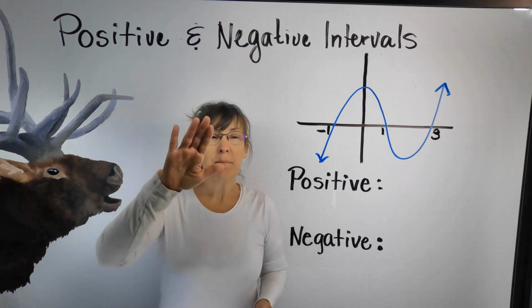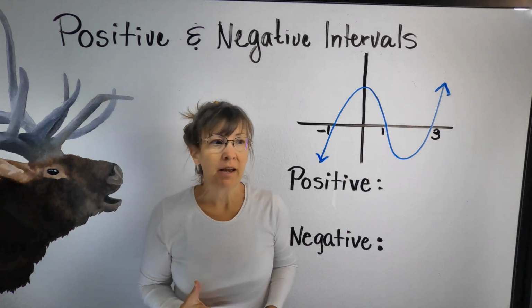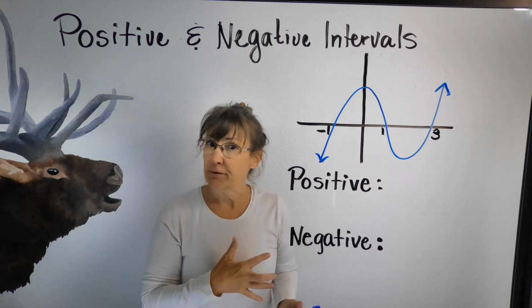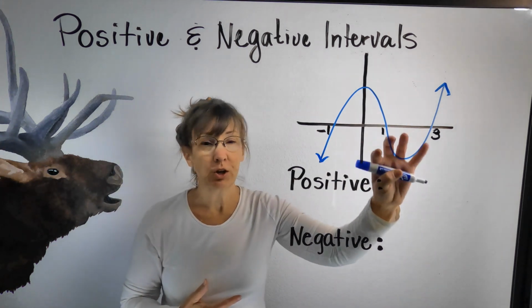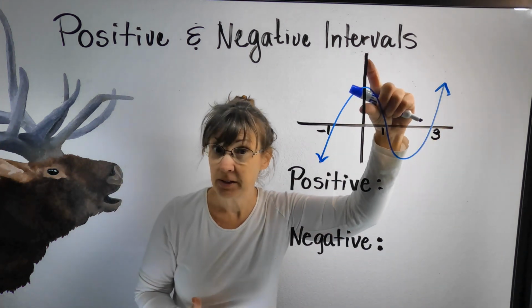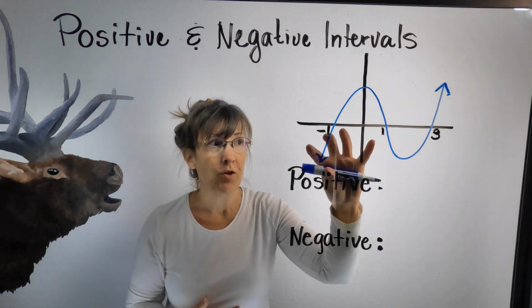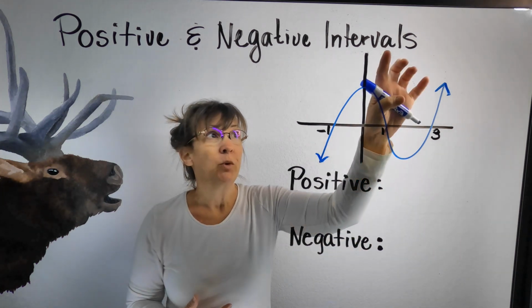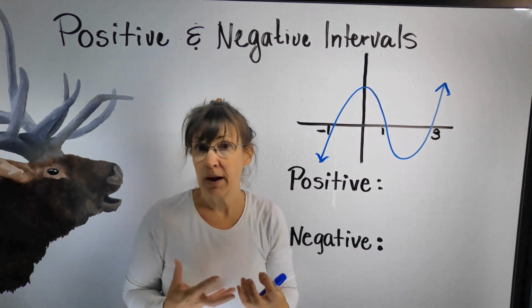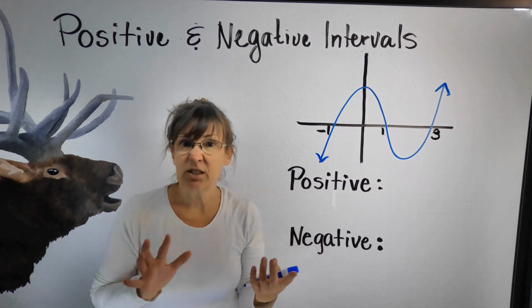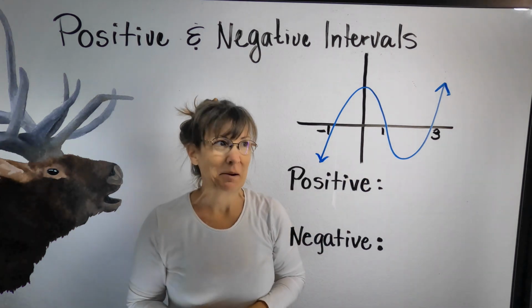Today we're going to talk about positive and negative intervals. Positive and negative referring to where on the graph are the y values positive, where on the graph are the y values negative. And we use interval notation to describe where this happens. So let's just give it a whirl here on this first example.